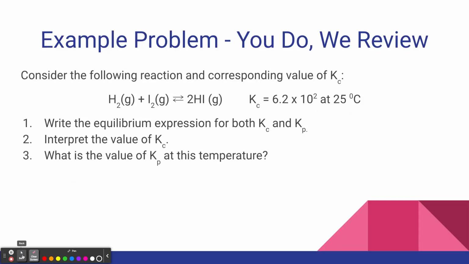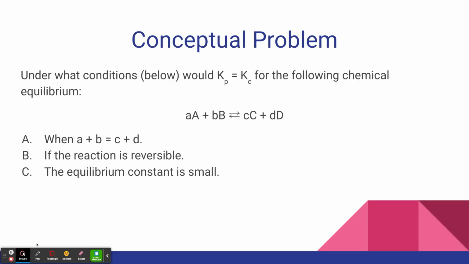Let's move on. So it says, under what conditions below would Kp equal Kc for the following chemical equilibrium? Letter A, when A plus B is equal to C plus D. B, if the reaction is reversible. And then C, if the equilibrium constant is very small. Well, guys, let's just work backwards here.